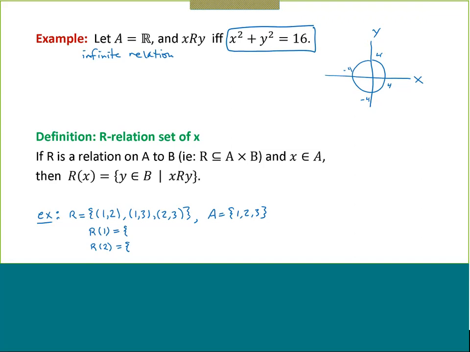Anybody got a guess? What elements from set A would go in these squiggly braces right here? Your only options are 1, 2, or 3. Maybe none of them, maybe one of them, maybe two of them, maybe all three of them. What do you guys think?